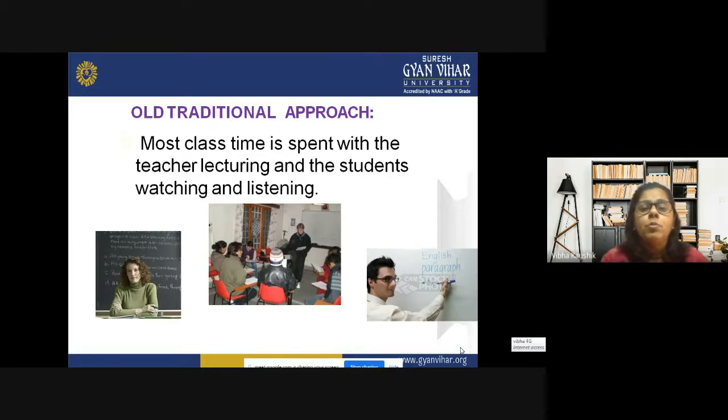Old traditional approach. Most class time is spent with the teacher lecturing and the students watching and listening. Now what is this saying? When the teacher is using the old traditional approaches to teach the students, most of the time the teacher just gives a lecture, imparting the information, and the students just watch what information is being given by the teacher and listen as passive listeners to what the teacher is saying.